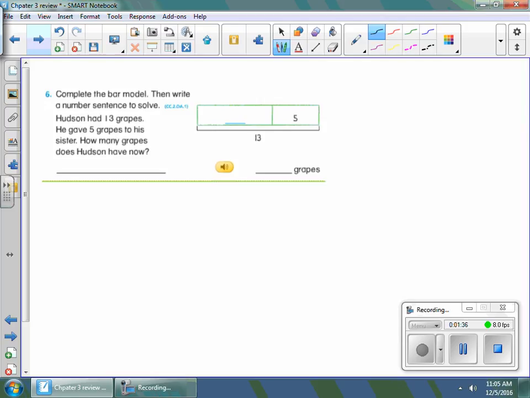Complete the bar model, then write a number sentence to solve. So a bar model is just like a graphic organizer for math. Hudson had 13 grapes. He gave 5 grapes to his sister. How many grapes does Hudson have now? So when we look at a bar model, we look at part and whole. So Hudson had 13 grapes. That's the whole. He gave 5 to his sister.